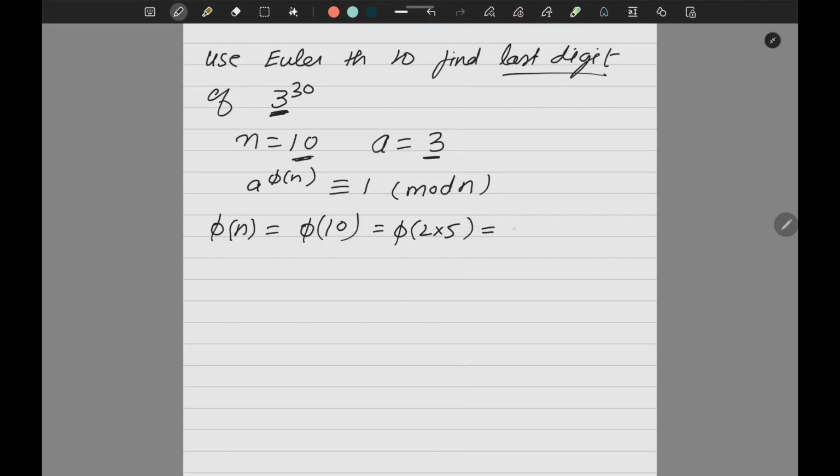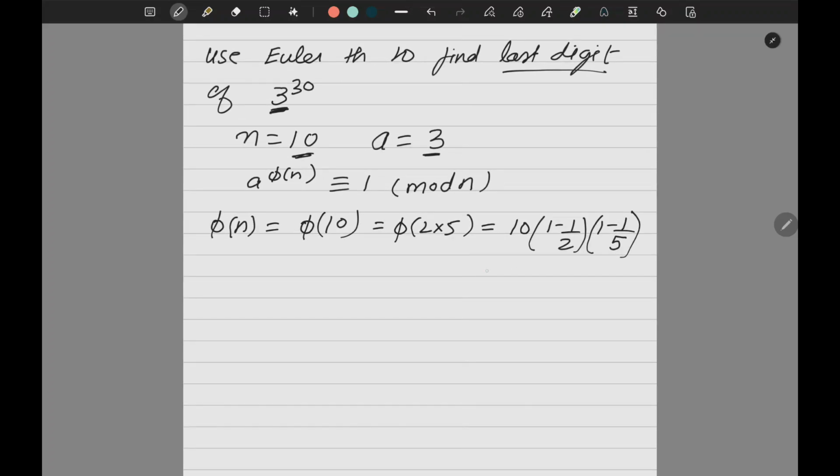So phi n can be written as 10, that is n, into 1 minus 1 by 2 and 1 minus 1 by 5. You can check in the previous video how to find it; we have done 2-3 videos on this. Now this is 10 into 1 by 2 into 4 by 5. 5 2s are 10, 10 cancels, so 4. So phi of 10 is equal to 4. Now I will apply the theorem: 3 to the power 4 is congruent to 1 mod 10. So this is what I got as the base.